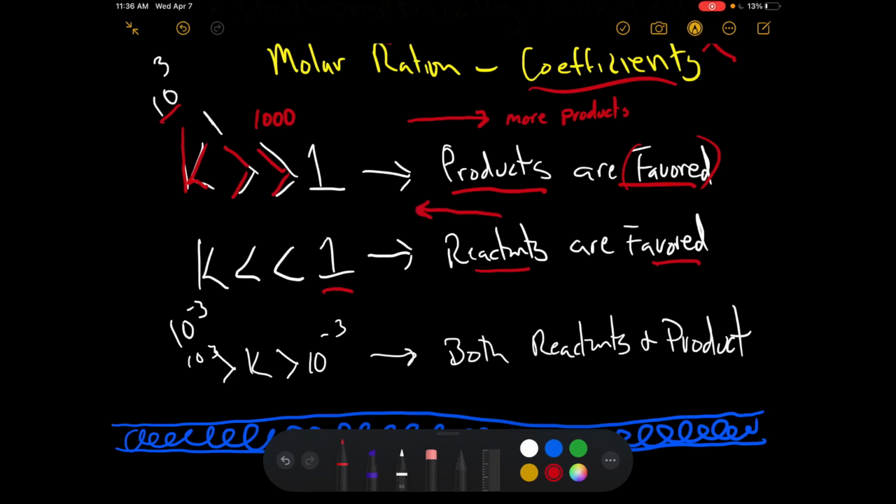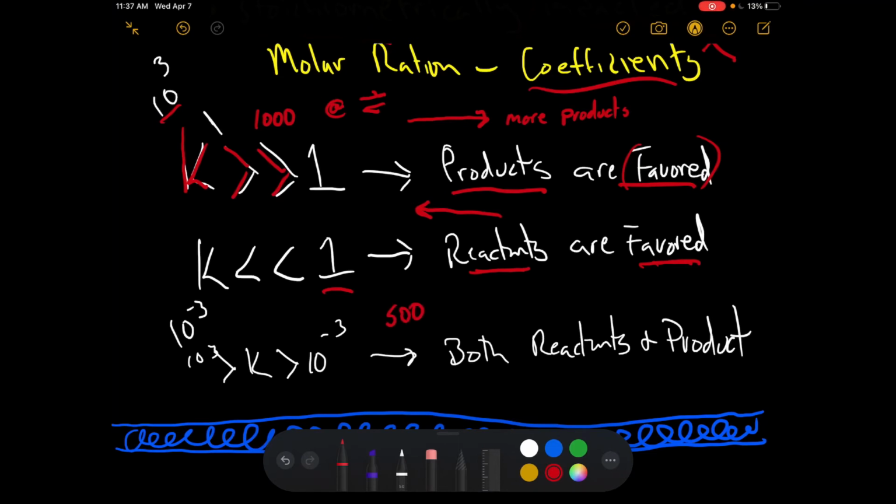That means there's going to be more reactants at equilibrium. Remember, at equilibrium the concentrations of the products and reactants can be different, but the rates are the same. So with K less than 1, 10 to the negative third, the reactants are favored. Now, if K is somewhere in the middle, say, for example, 500.